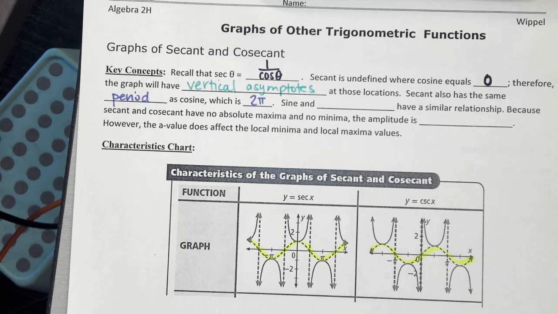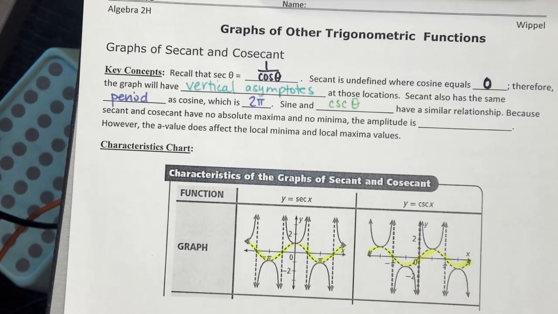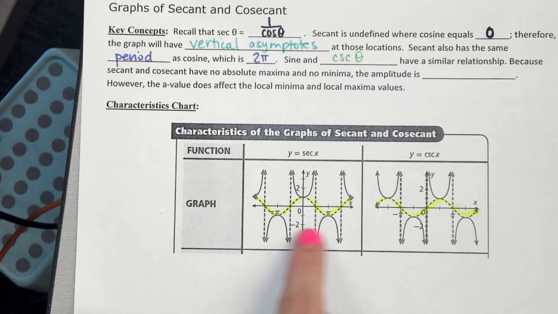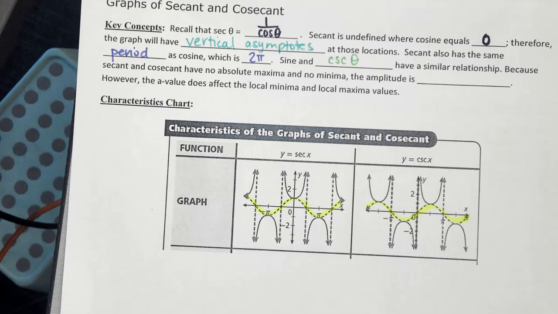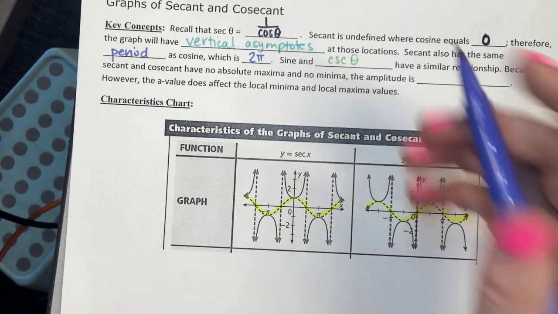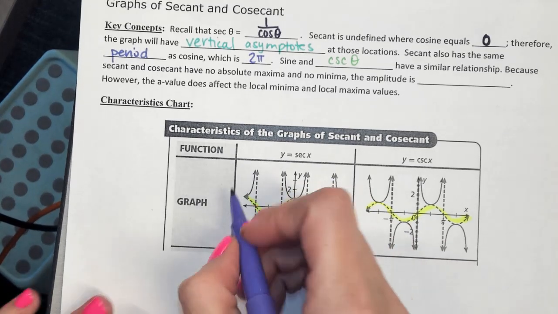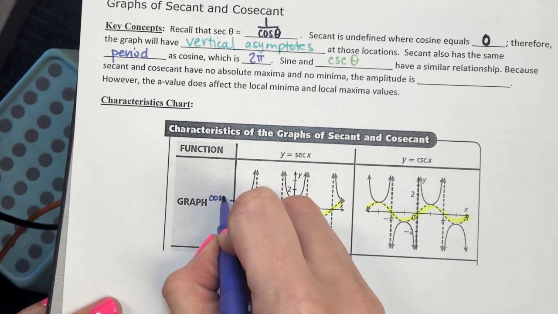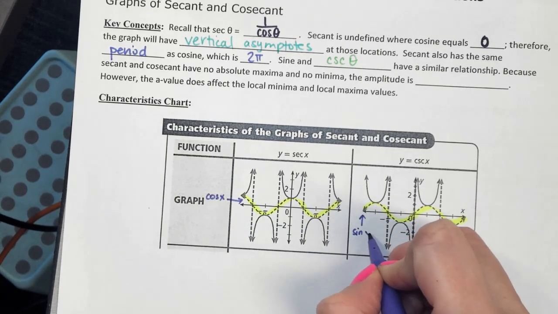Okay, and then sine and the cosecant have a similar relationship, where wherever the sine is 0, those are where the vertical asymptotes are going to occur. Now if we already looked at this graph, you may have noticed the curves here. We're going to go ahead and outline those. So the part you're actually going to graph is not this highlighted portion. This is just the cosine of x. This here is the sine of x.